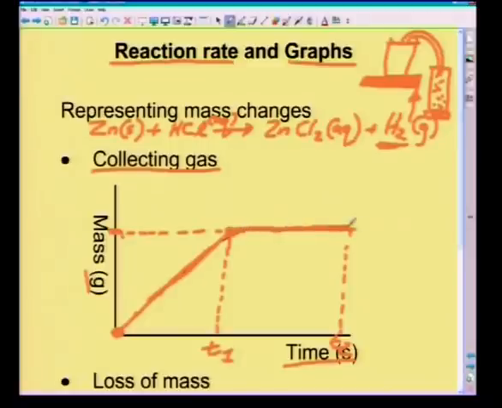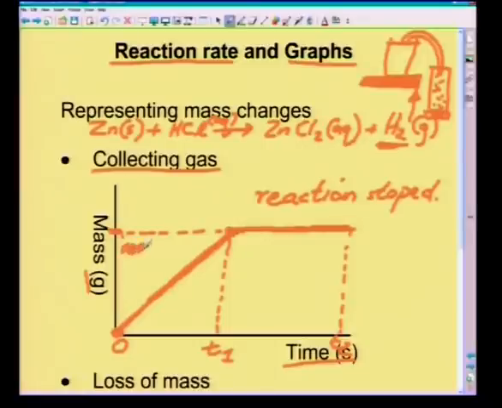What is happening there? Between T1 and T2, we are seeing a leveling off. In other words, the mass is not changing anymore. It means our reaction at this point has stopped. Between T1 and T2, the reaction has stopped. It's not happening anymore. But between 0 time and T1, what is happening? The reaction is taking place, and the mass of the gas is increasing.